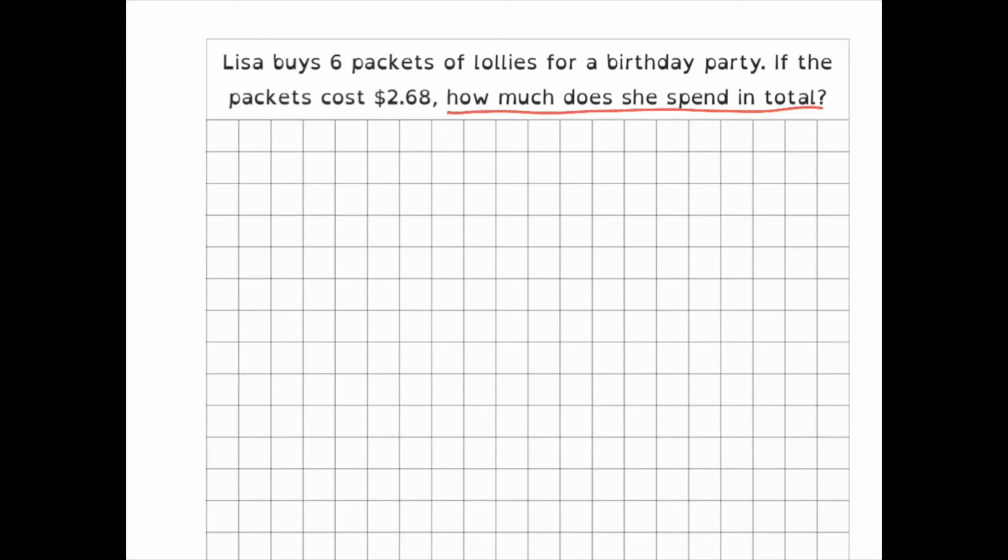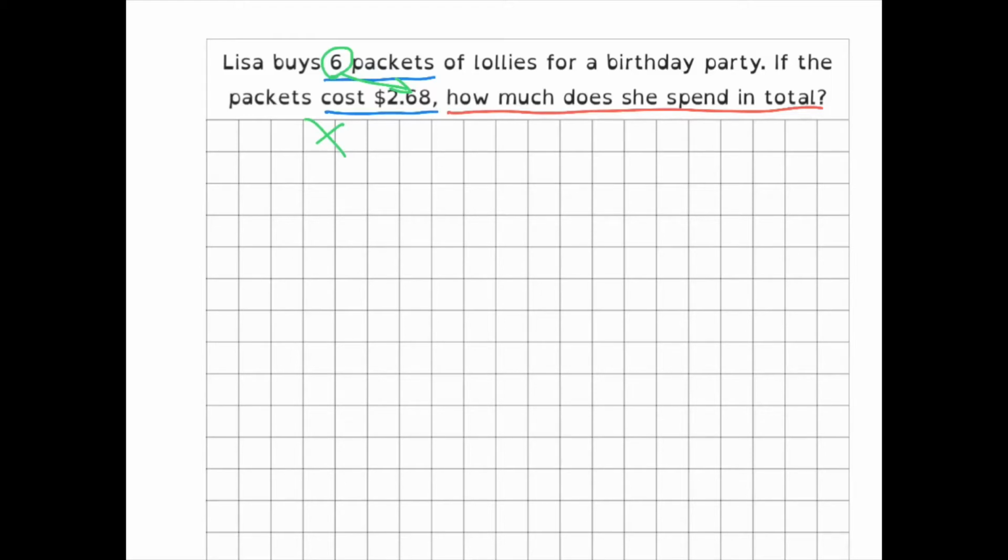Then we go to the I for information. What information is given to us? We've got blue now to underline that we get 6 packets of lollies and they cost $2.68. The next part of our fish is the S for strategy. So what strategies do we think we could use and what have we been working on to help us solve it? Well, I think if I'm trying to find the cost and I've got 6 packets and they all cost the same amount, I can do multiplication as my strategy. And then at the end, I'll come back and we'll check how reasonable our answer is.